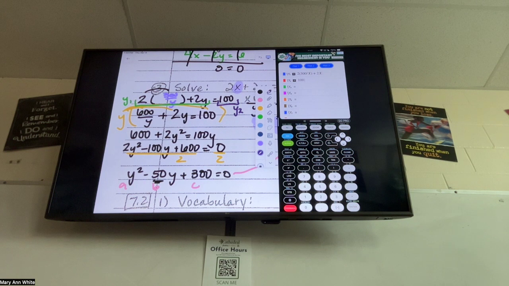Now, it's been a while since we played with our window. What do I know that my Y max must be higher than? 100. Must be higher than 100. So I'm probably gonna put in 200 just so I can see enough of my graph.